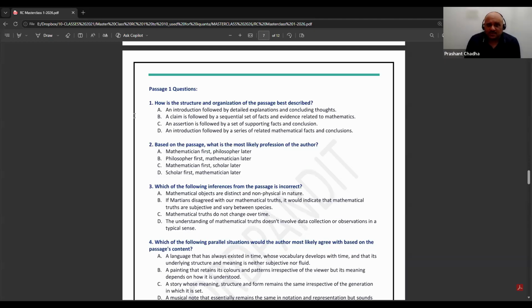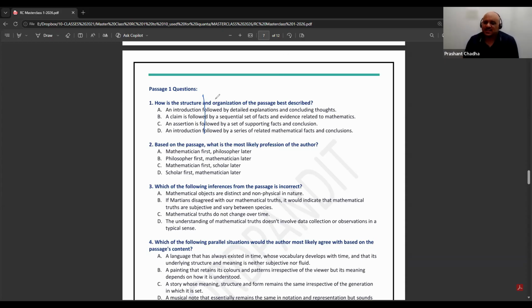So we break down these options into parts, right? So this is the first part of the option: introduction, claim, assertion, introduction. Agreed? I need to decide this. Assertion is not a hypothesis. Assertion.